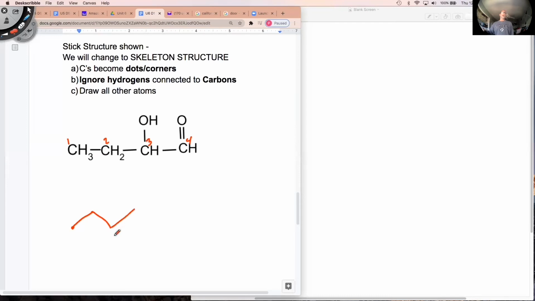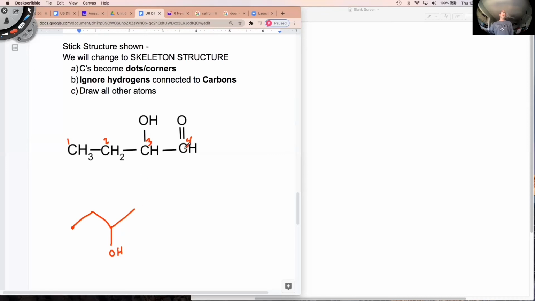So we're going to have to put that in. I'm going to draw a line right here, and I'm going to write an OH. It needs to be written in that order. Don't write HO over here. It needs to be written as OH because it's the O that's attached, okay? So this would be carbon 3.